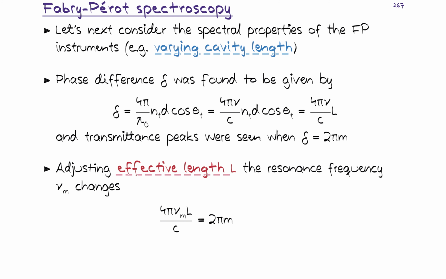And now we can solve this with respect to the frequency nu m, so that nu m is equal to m, the order of my interference, times the speed of light, divided by 2L, where L is the effective length. Or equally well, I could write the effective length as a function of the integer m to be m times c divided by 2 nu m, the resonance frequency of my cavity.